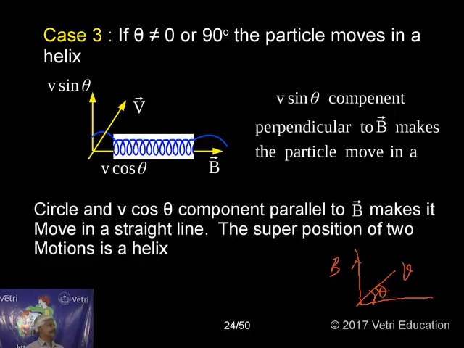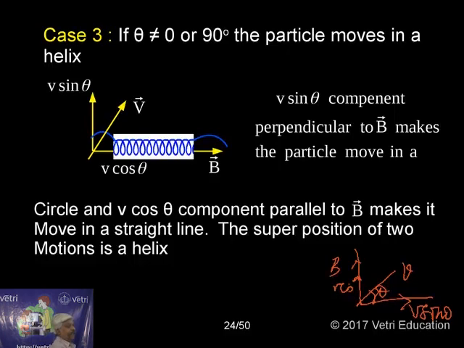V sin theta. Therefore, generally V sin theta. This is V sin theta. This is V cos theta. V sin theta is the component perpendicular to B. So I already told that this is V sin theta, and this is V cos theta. The V sin theta component perpendicular to B makes the particle move in a circle, and the V cos theta component parallel to B makes it move in a straight line. The superposition of two motions is a helix. Are you understanding here? Very similar to that of the tangent law.